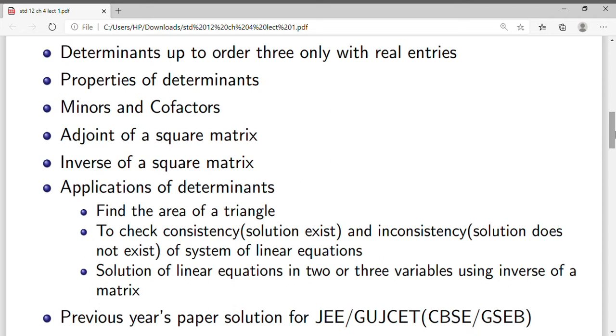Applications of determinants, which contain how to find the area of a triangle using determinants, and how to check consistency and inconsistency of a system of linear equations, that is, whether a system of linear equations has a solution or not. System of linear equations in 2 or 3 variables using the inverse of a matrix. At the last we will discuss previous years' paper solutions for JEE and GUJSET.